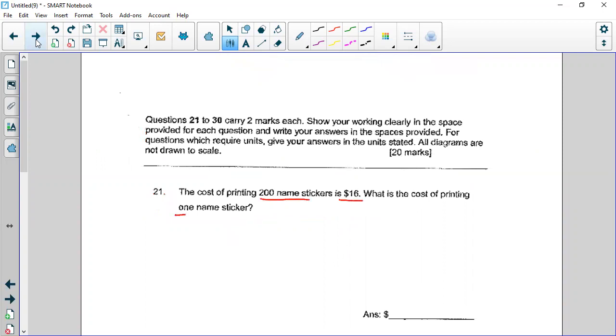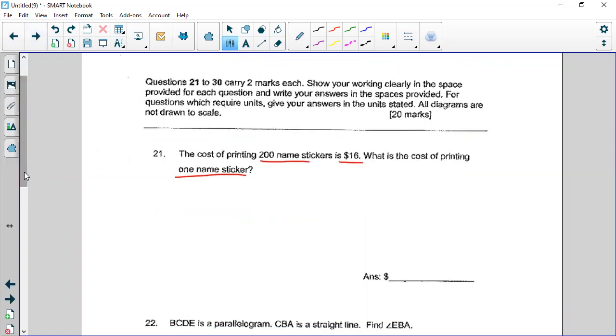What is the cost of printing one name sticker? Now, some of you are confused. You don't know whether 200 divided by 16 or 16 divided by 200. But what did I tell you, for those of you who are my students? 200 name cards, write down like this. Okay, and then you're supposed to find one name card, right?